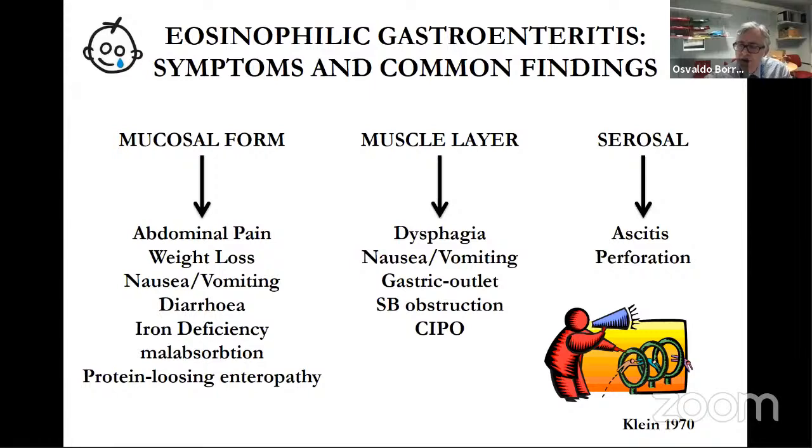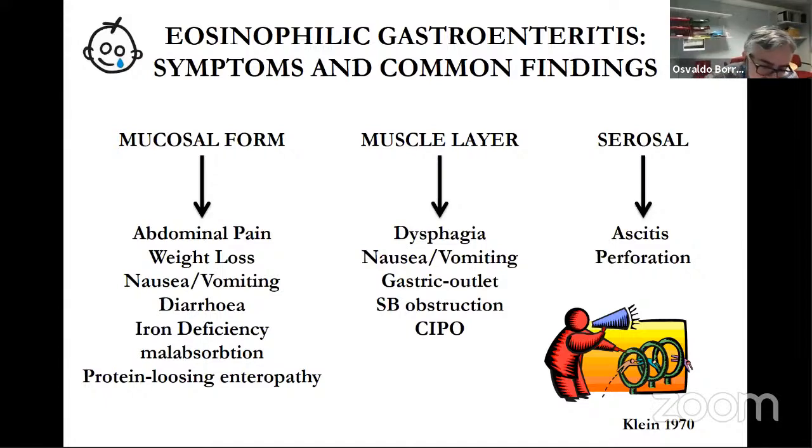So what is the clinical pattern? First, we can have different forms based on whether only the mucosa is involved, or the whole wall and the muscle layer. We can have a serosal involvement, as we will see later. In the mucosal form: abdominal pain, weight loss, nausea and vomiting, diarrhea, and bleeding in some patients with significant involvement of the small bowel. We can also have protein-losing enteropathy.